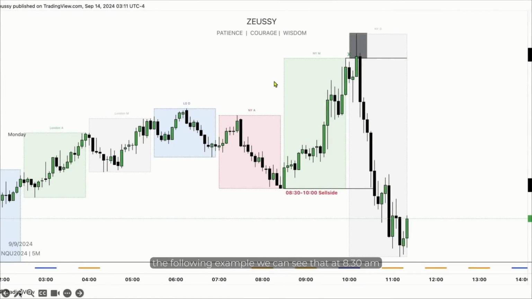When we take a look at the following example, we can see that at 8:30 a.m. the market runs up higher. It forms a high near the end of that time cycle. This is the second cycle of the morning session for your info. And we can see that the London high was already taken out right here. What do we know now? We now know that the market is in a deep premium relative to the daily range.